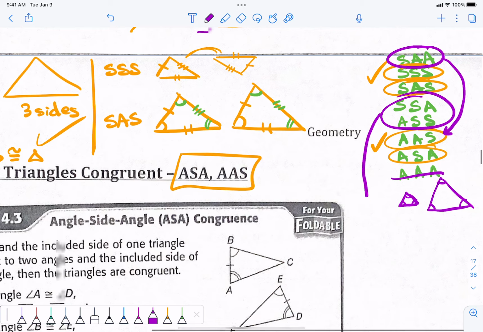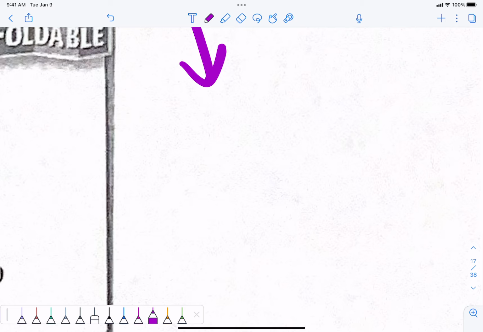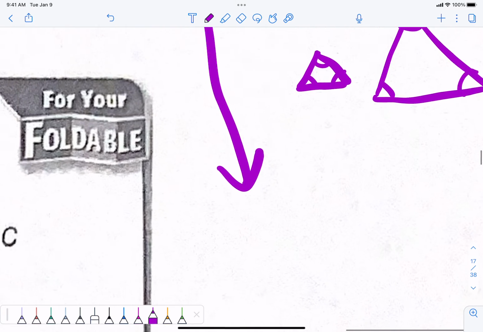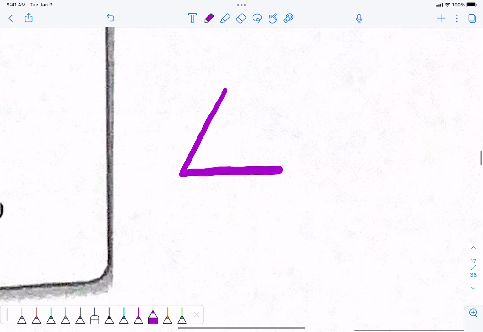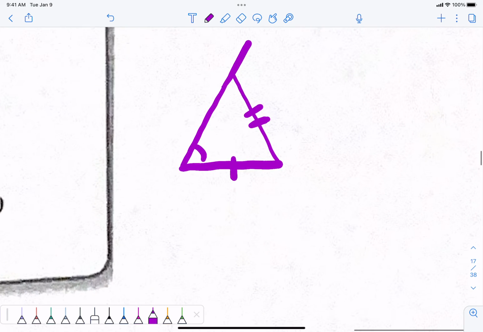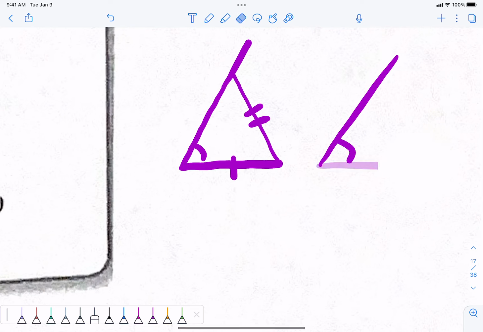Let me show you why ASS does not work. Here's my example. You don't necessarily have to draw this. Okay, ready? Here's ASS. Let's say that I have this happening here, right? Here's my angle. Let's say I have this angle and this side, and then I have this side. Okay? Now, I'm going to do the same thing again. So I'm going to make this angle, and this angle matches. My sides aren't the same length yet. Here we go. This side is about the same length.